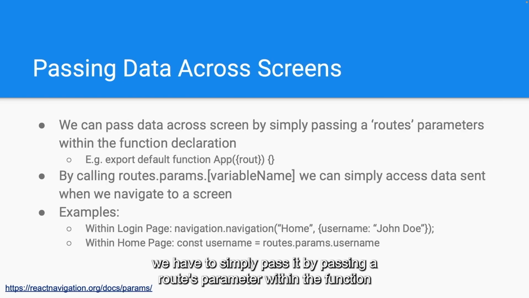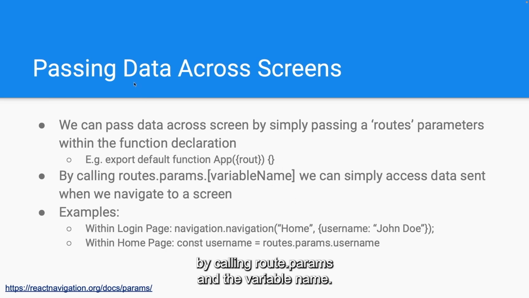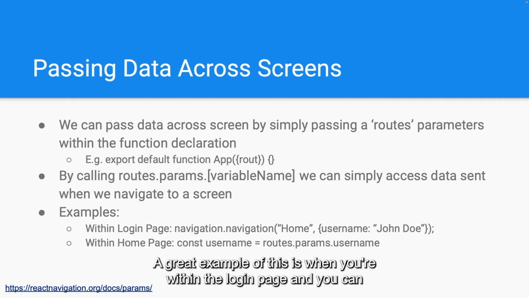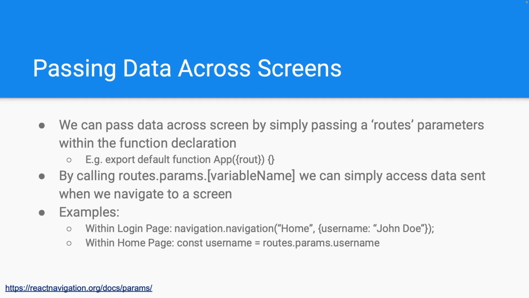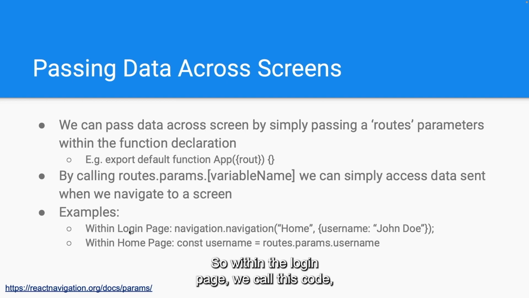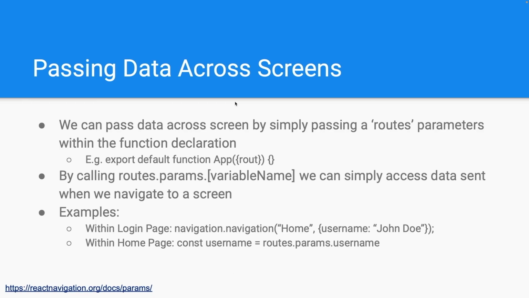When it comes to passing data across screens, we simply pass a route parameter within the function declaration. You can see that right here. By calling route.params and the variable name, we can access the data sent when we navigate to a screen. A great example is when you're within the login page and you navigate to the home page, you can pass the username that the user logged in with. You can see how we're accessing it here. Within the login page, we call this code, and within the home page, we call this code. You'll see this come into play later on in this lecture video.